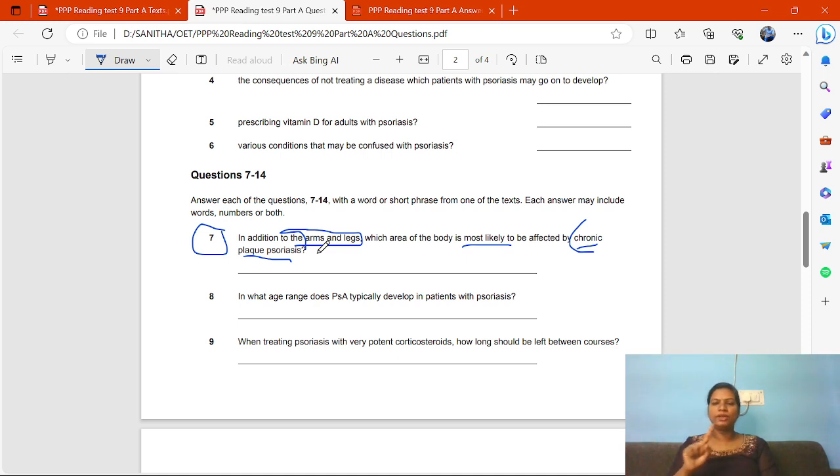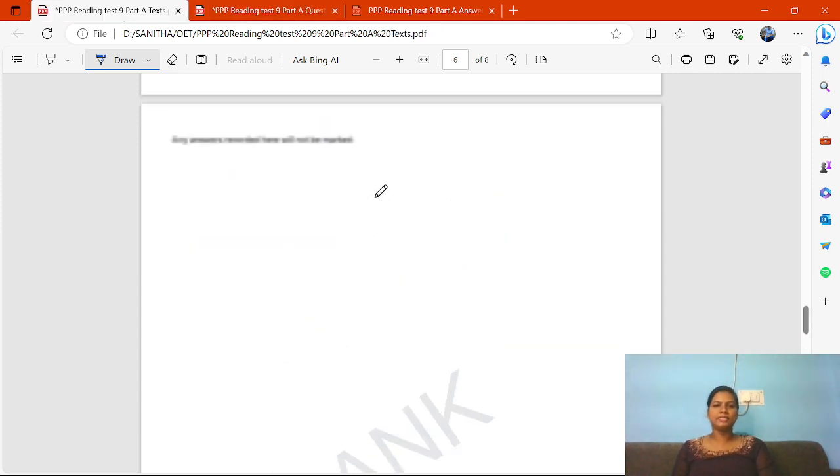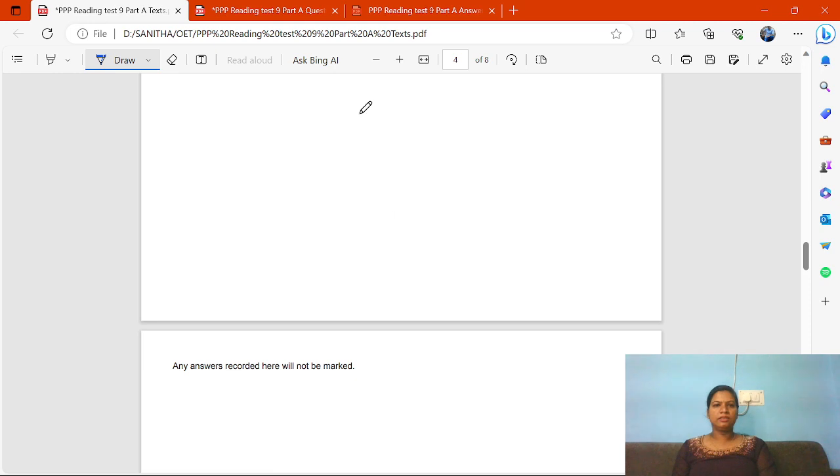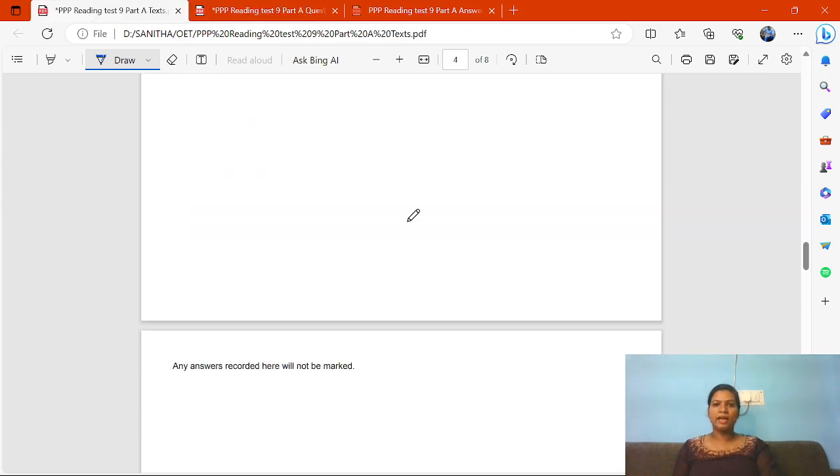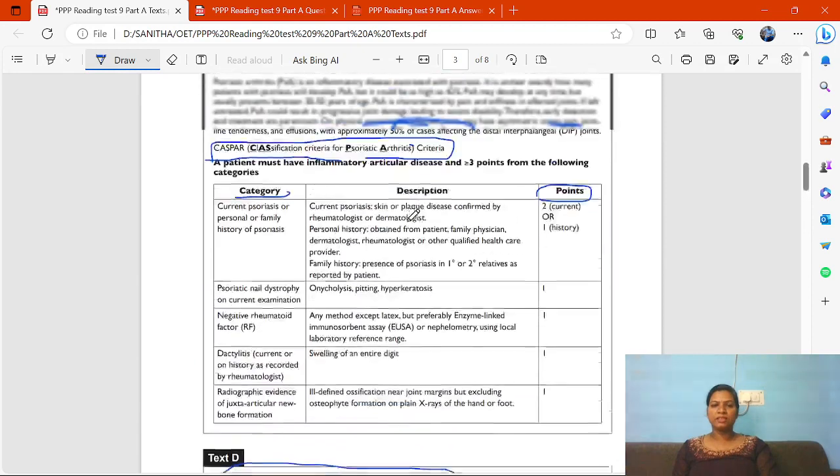Somewhere in the surrounding area you will get the answer. Are you getting my points? Okay, now we are going to test A. What is the question? In addition to the arms and legs, which area of the body is most likely to be affected? In addition to the arms and legs, which area is most likely affected by chronic plaque psoriasis? Okay, are we getting?